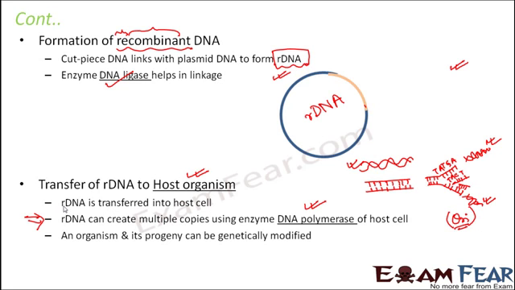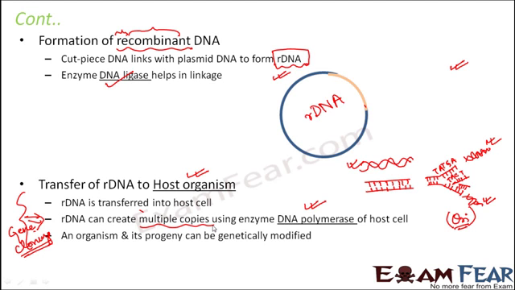And similarly, the process keeps on continuing. So not only the organism gets genetically modified, but the next generations as well. So this process is known as gene cloning. Why? Because we are creating clones of a desired gene. When you are creating multiple copies, you are actually creating exact clones. However, there might be mistakes by the enzyme DNA polymerase, but more or less they are all exact clones. So this process is termed as gene cloning.